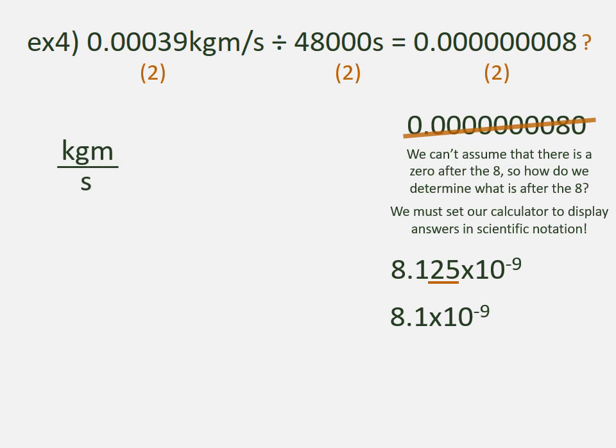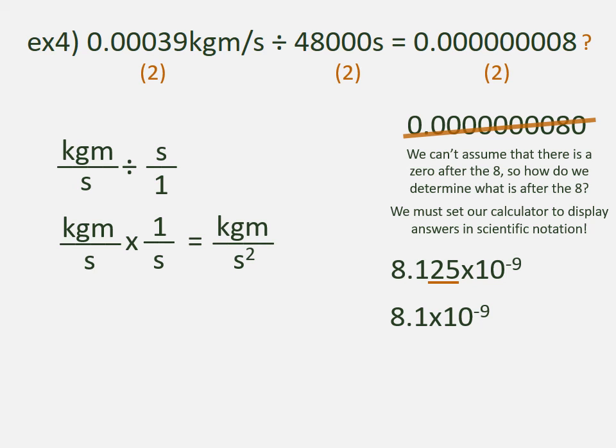Now for my units. I have kilograms, meters over seconds, and that's being divided by seconds. So I'll write that as kilogram meters over seconds multiplied by 1 over seconds. Nothing factors out. I have kilogram meters on top, seconds squared on the bottom, so my unit is kilogram meters per second squared. Again, that looks like an odd unit to us, but as you move into physics, and in grade 10 you might have seen this, that is mass times acceleration, usually written as just newtons, but that is the unit for force.